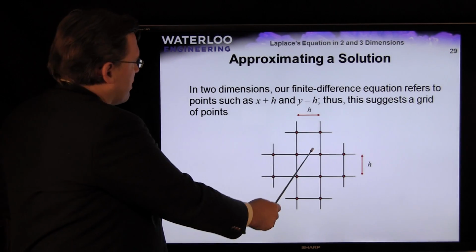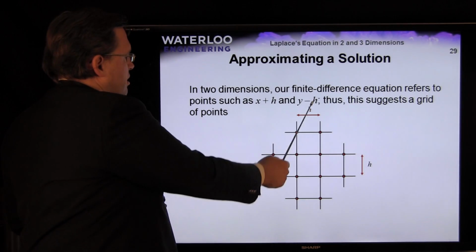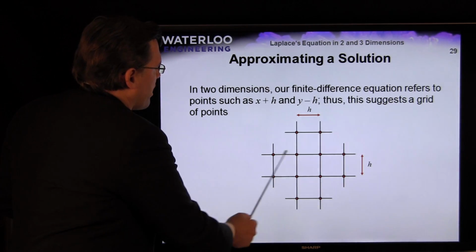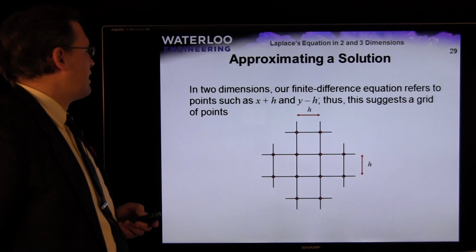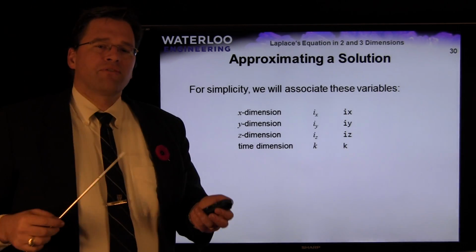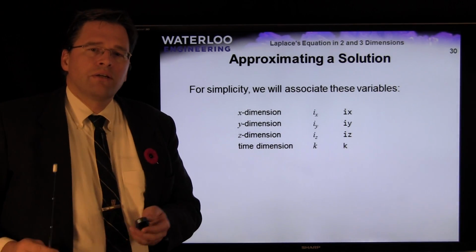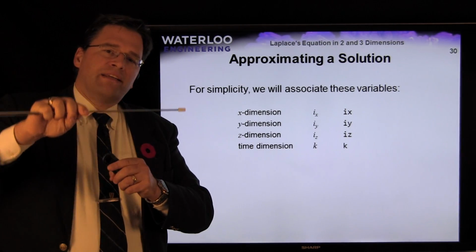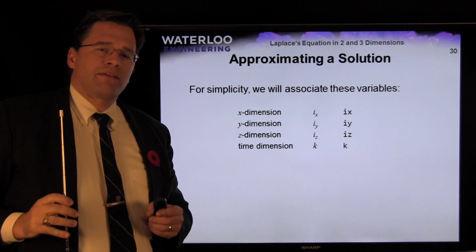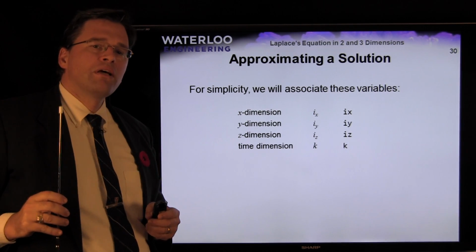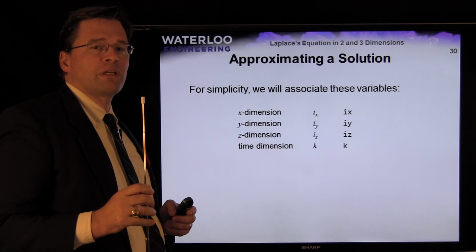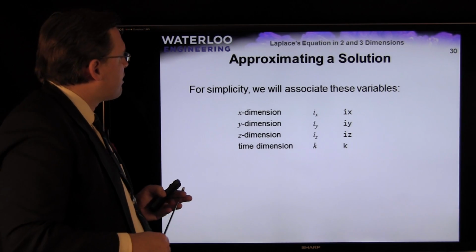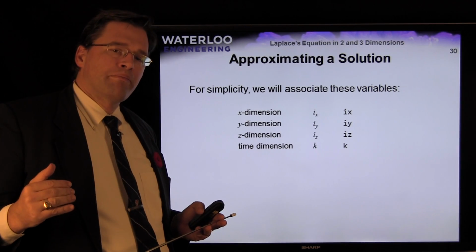So for example, given a point x, the next line will be x plus h. Given a line y, the previous one will be y minus h. Now, for simplicity and for clarity, we're going to use a few standard variables. Now that we're going to divide the plane into points, we're going to number each of those points. We're going to give each of them a number, and that means we will probably be iterating over them.